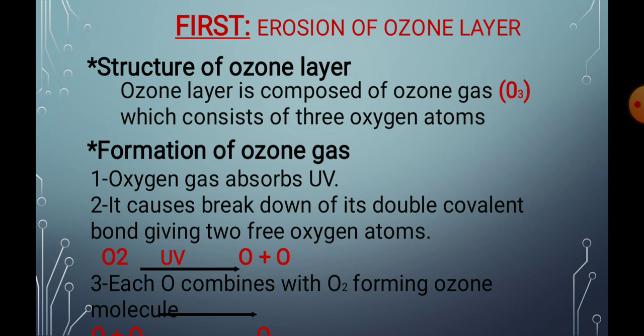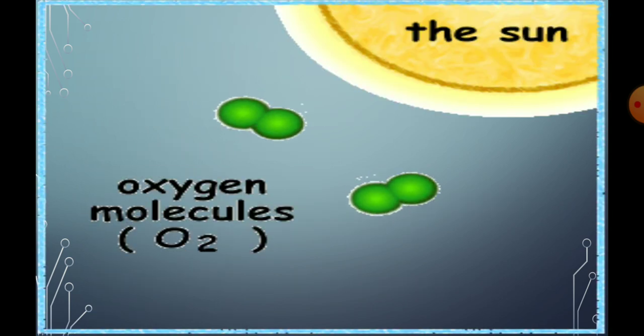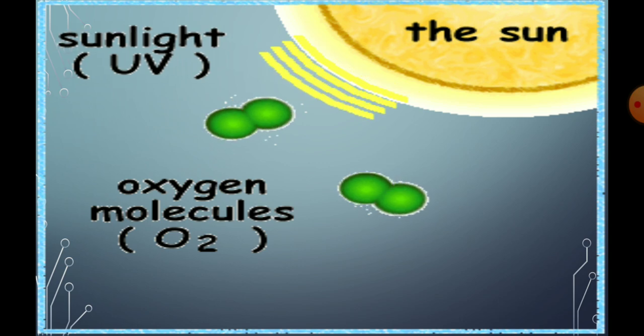First, the structure of the ozone layer. The ozone layer is composed of ozone gas, O3, which consists of three oxygen atoms. What about the formation of it? Oxygen gas absorbs ultraviolet radiation, which causes breakdown of its double covalent bond, giving two free oxygen atoms, and each atom combines with a molecule of oxygen, forming an ozone molecule, as you see in this picture.